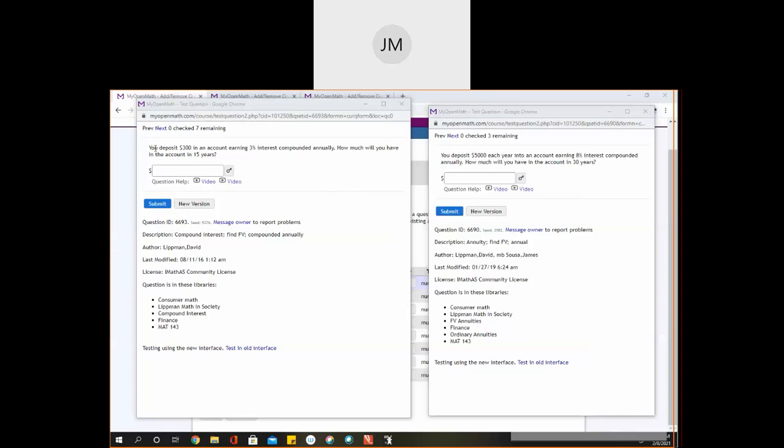So on the left, I deposit $300 into an account. Okay, it earns interest compounded annually. How much am I going to have at the end? On the right, I'm depositing the money each year into an account. Okay, so here on the left, we deposit once at the beginning.